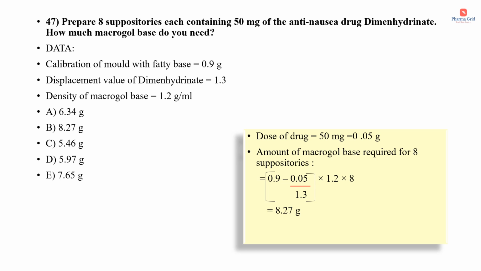So use the same equation, that is weight of base equal to mold calibration minus drug dose in gram divided by displacement value, all multiplied by base density into number of suppositories. Okay, so here the dose of the drug is given as 50 milligram. So 50 milligram should be converted to gram. So that will be 0.05 gram. So the amount of macrogol base required for 8 suppositories, substitute all these values in the equation. So we will get the answer as 8.27 gram. So here the correct answer is option B, that is 8.27 gram is the amount of macrogol base required to prepare 8 suppositories.